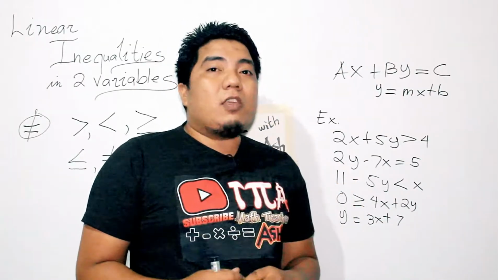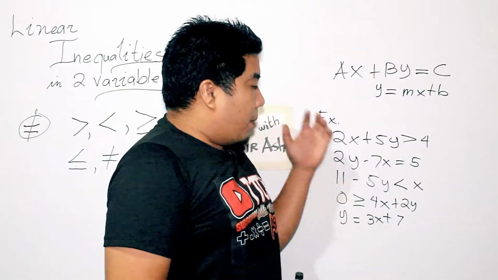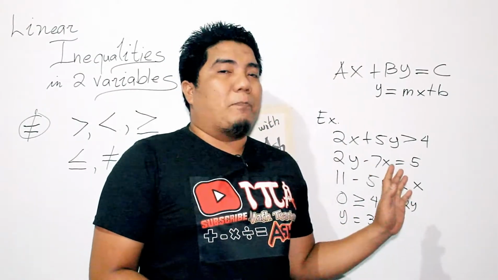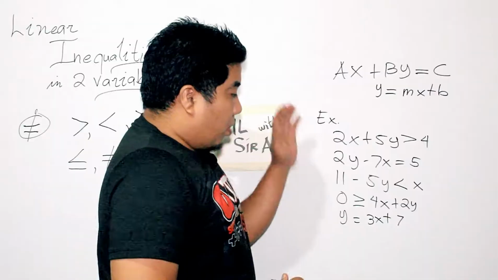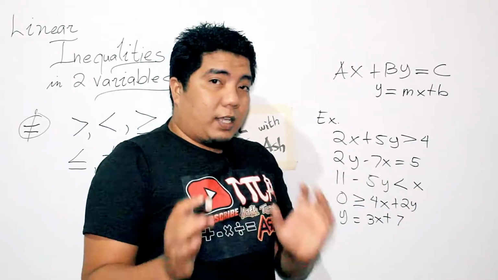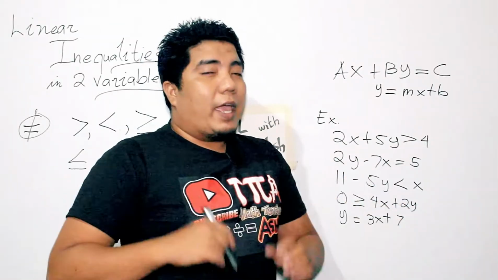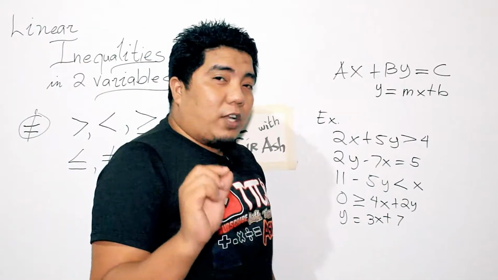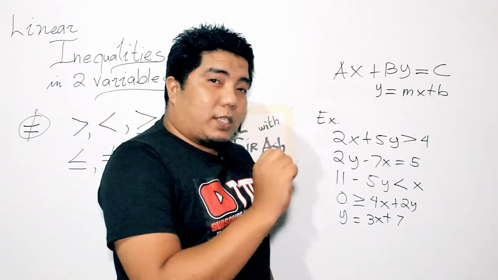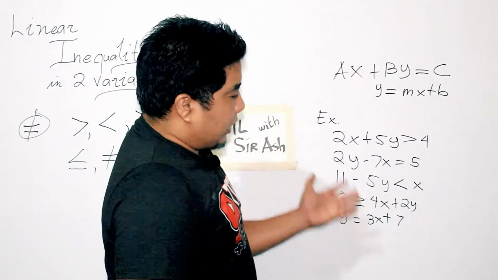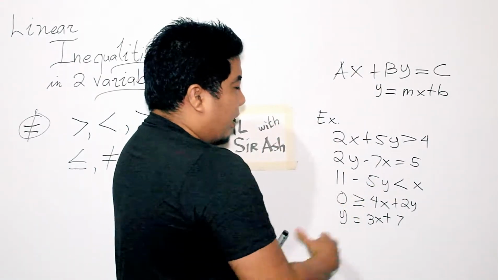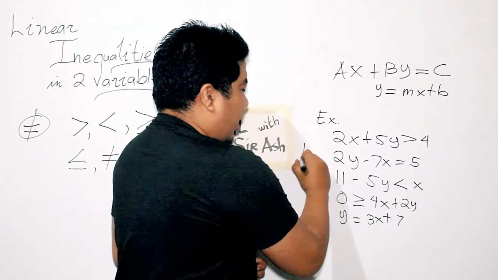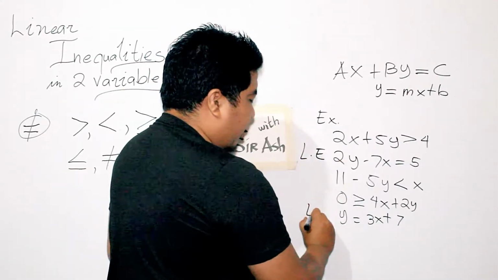Now, are they in the linear? Of course, all of them are in the linear state because the highest exponent is 1. Now, let us check which among these 5 is a linear equation and a linear inequality. Okay, so remember, for linear equations, it uses equal signs. So, which among these 5? Okay, that is the second one and the fifth one. So, these are the linear equations.